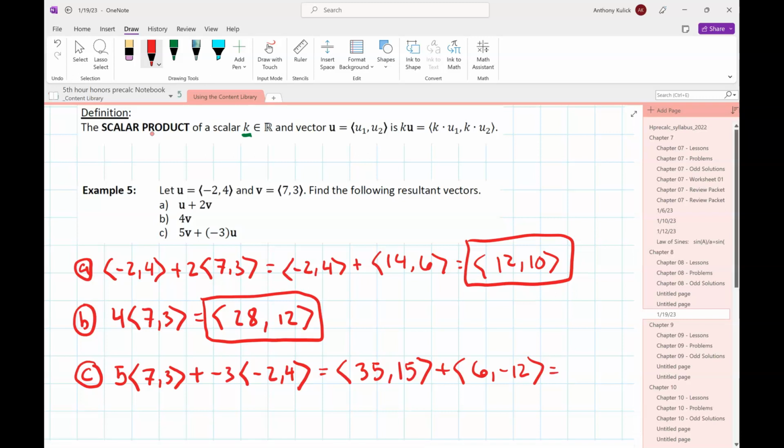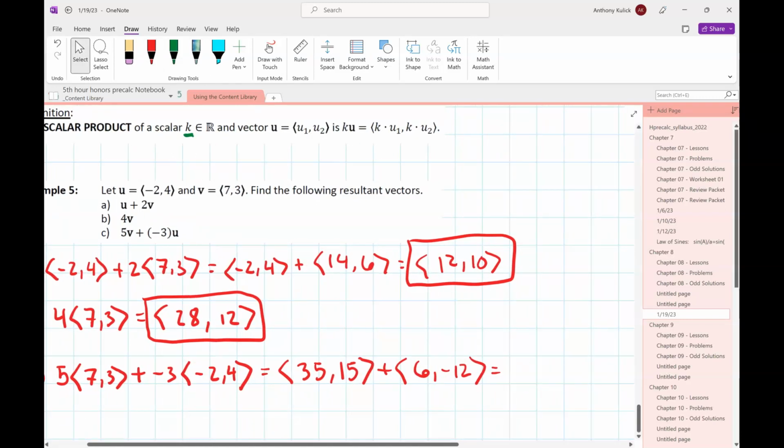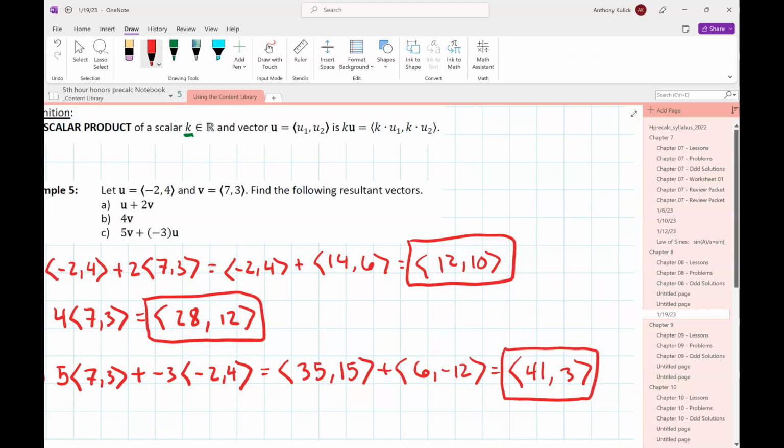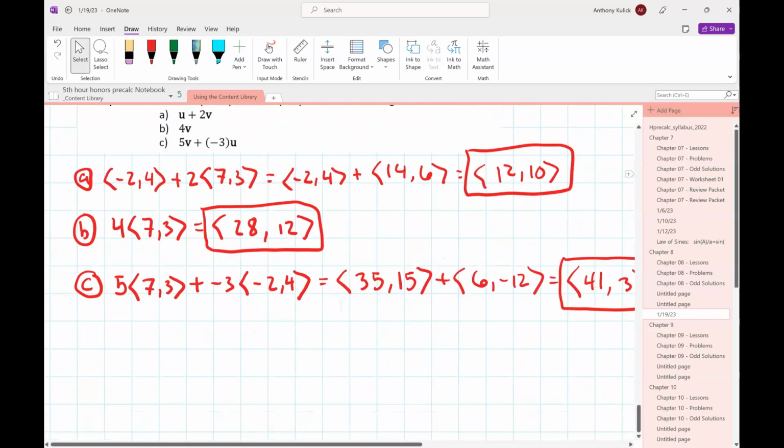And be careful to say that, because it turns out we also have another kind of multiplication analog that has another name. So just being careful here. And now we can just add the two vectors. And there's our answer. Everybody okay with that?